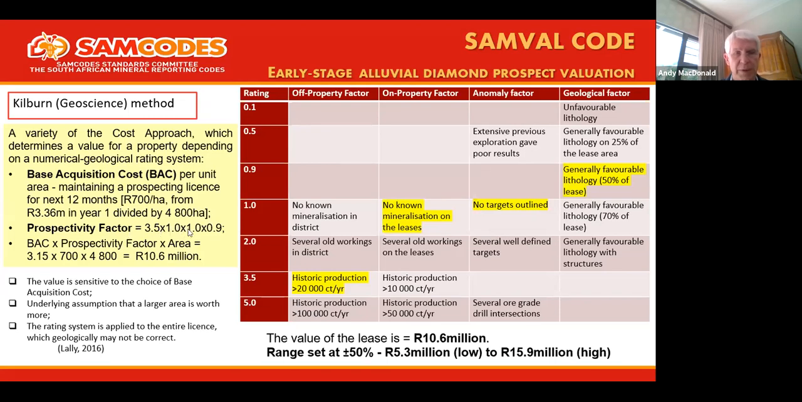3.15. Times the 700 rand per hectare, times the 4,800 hectares, gives us a potential value of 10 million rand.